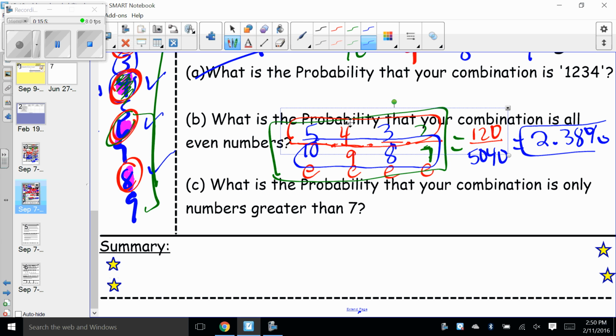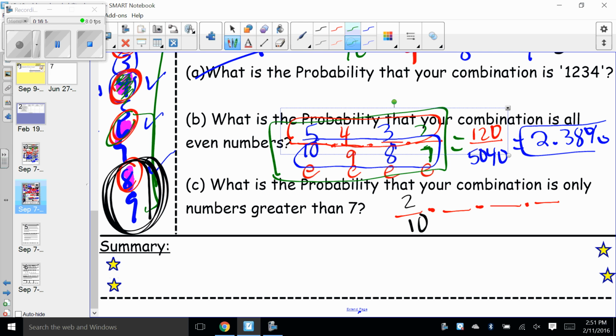Okay, part C. What is the probability that your combinations is only numbers greater than 7? Keep in mind, you cannot use the numbers more than once. Some of you know the answer to this already, but I'm going to start solving it to see what you come up with. So I have 10 choices for this first spot. I'm wondering about the numbers that are greater than 7. These are the only 2 greater than 7. 2 out of 10 chance.